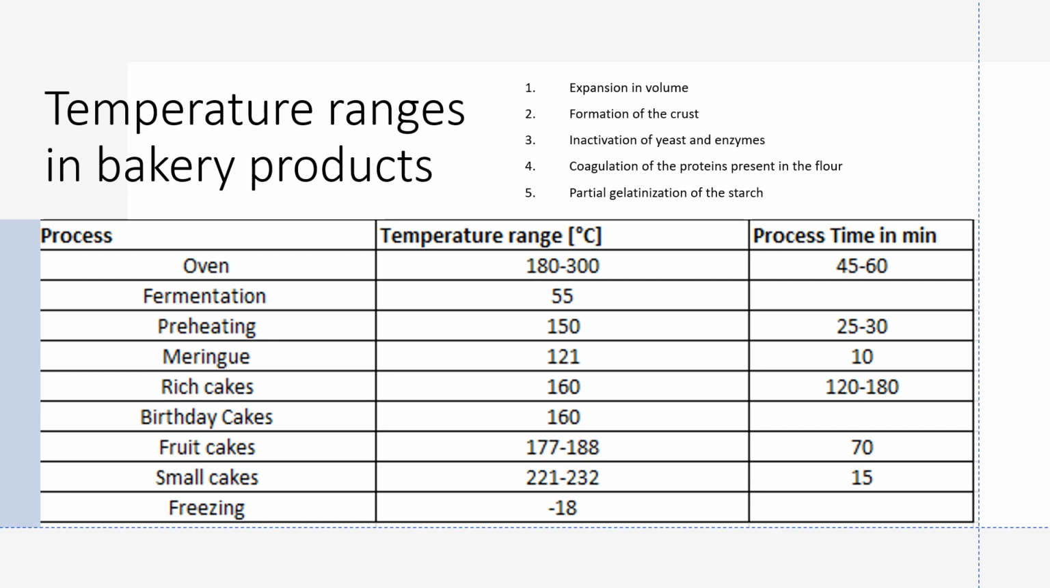Number 2, formation of the crust. 3, inactivation of yeast and enzymes. 4, coagulation of the proteins present in the flour. And 5, partial gelatinization of the starch. The formation of new substances such as caramelized sugar, pyrodextrins, and aromatic compounds also happens during this time. The quality of baked products is influenced by the rate of heat application and the amount of heat supplied, the humidity in the baking chamber, and the baking time.